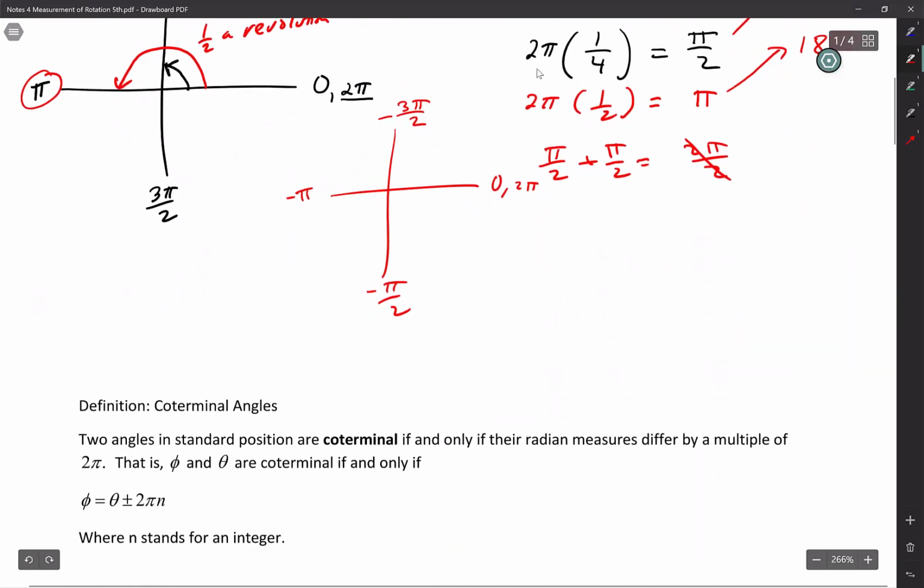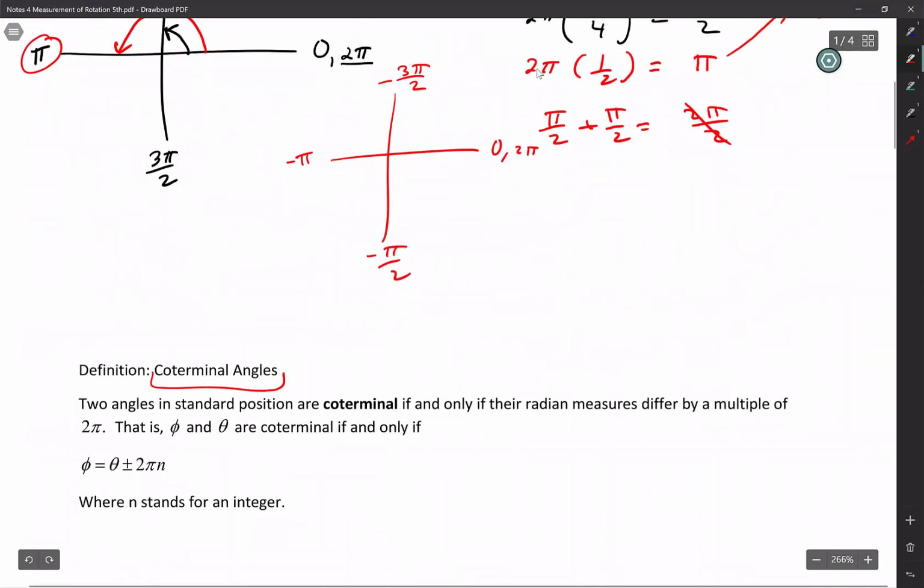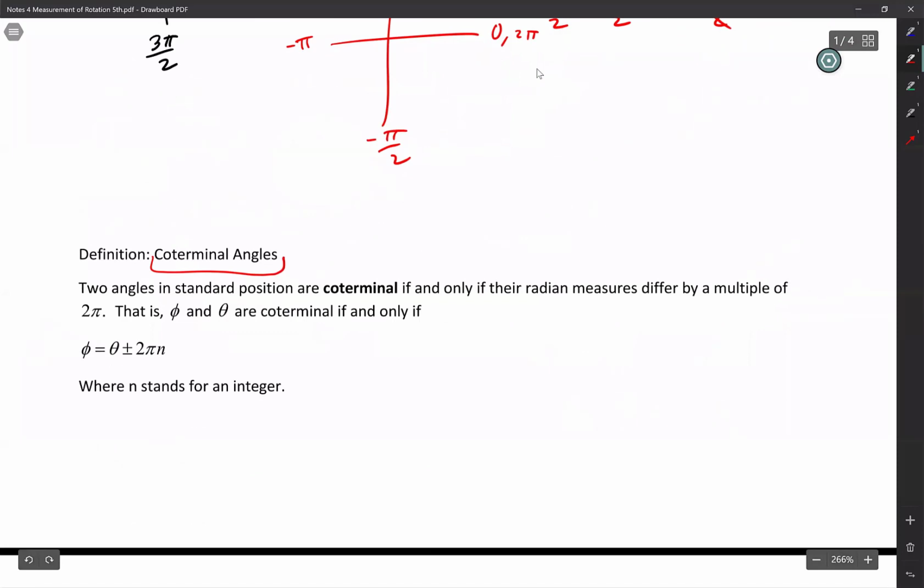Okay, coterminal angles. Let's see what this says. 2 angles in standard position. Standard position just means where you're located, what position you're at. They are coterminal if and only if their radian measures differ by a multiple of 2 pi. Okay, we'll talk about that.